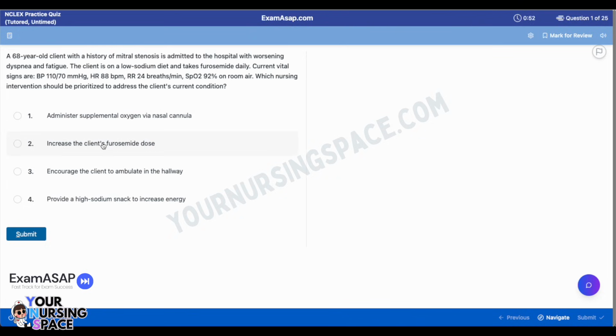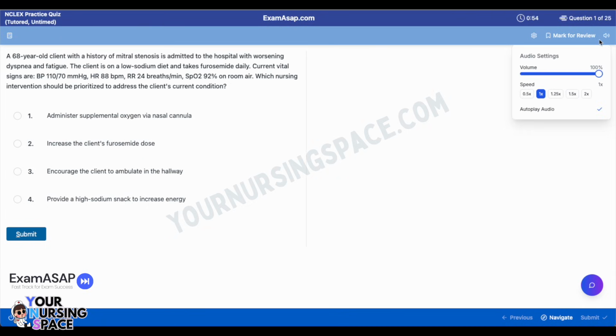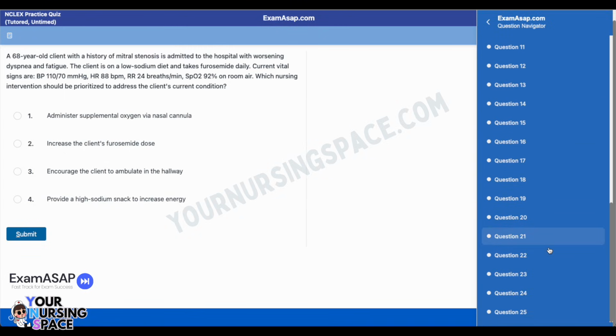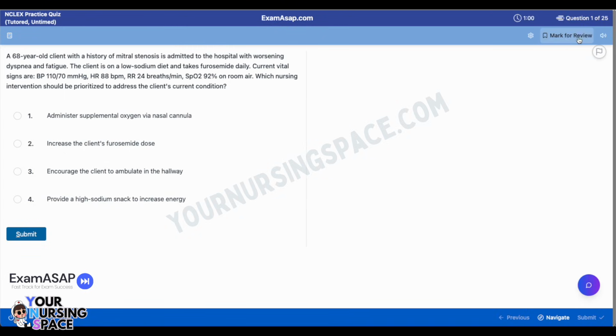Administer supplemental oxygen via nasal cannula. Increase the client's furosemide dose. Encourage the client to ambulate in the hallway. Provide a high-sodium snack to increase energy.